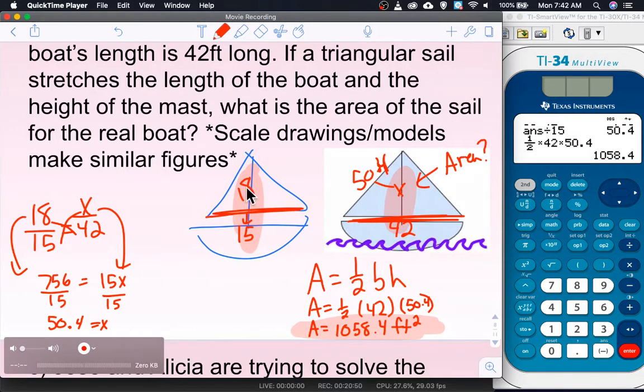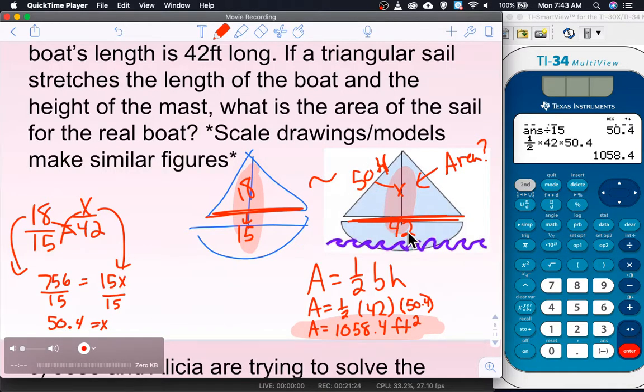So I drew another boat so that I could label my parts. We figured out that in order to find the area of the sail, you need the base and the height. We were given the base in our description, but we did not know the height. So that was the first part of the math we had to do. We had to find the height of the sail. And since these boats are similar, we did a proportion. We found the height was 50.4.